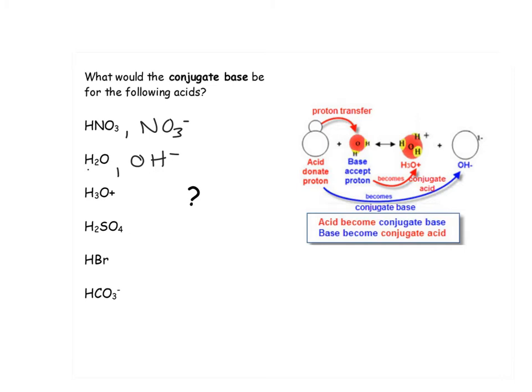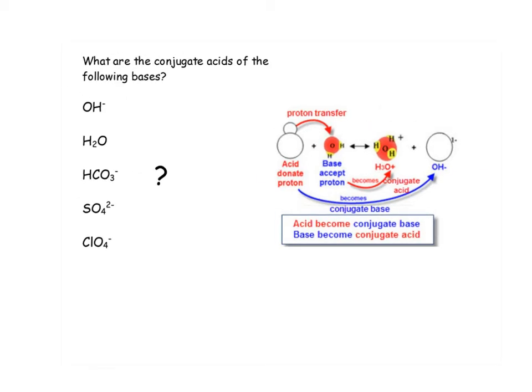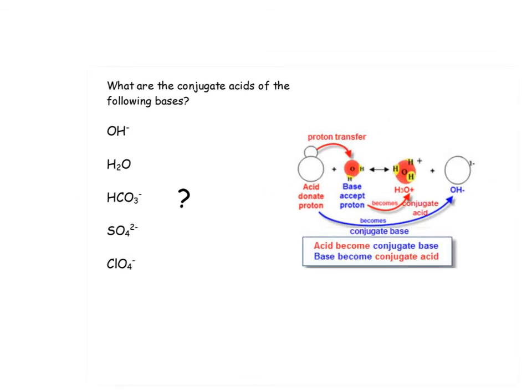You'll notice in your data booklet, if you look, there are columns. The first column are all acids. The second column are the conjugate bases of those acids. If we have bases and we want to find the conjugate acids, well, then they need to accept a hydrogen. So the conjugate acid of these bases is going to have one more hydrogen in order to be that conjugate acid.